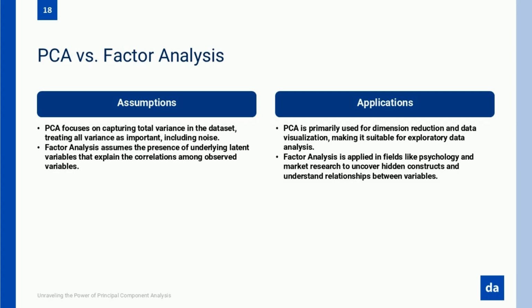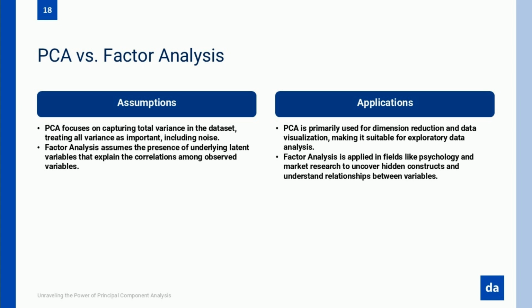The mathematical distinction is crucial. PCA focuses on capturing the maximum amount of total variance in your dataset, but factor analysis specifically targets common variance, the portion of variability that variables share with each other. This seemingly minor difference leads to profoundly different interpretations of results.